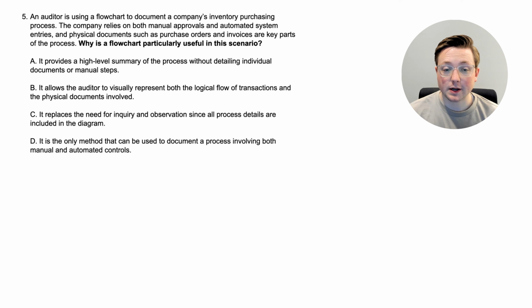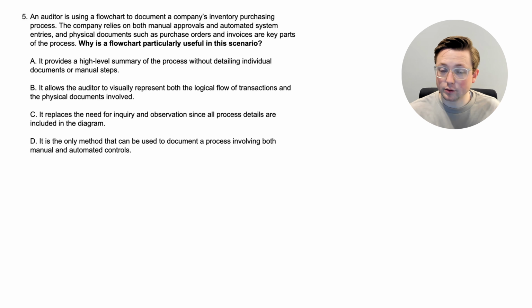Option A, it provides a high-level summary of the process without detailing individual documents or manual steps. Option B, it allows the auditor to visually represent both the logical flow of transactions and the physical documents involved. C, it replaces the need for inquiry and observation since all process details are included in the diagram. Or D, it is the only method that can be used to document a process involving both manual and automated controls.